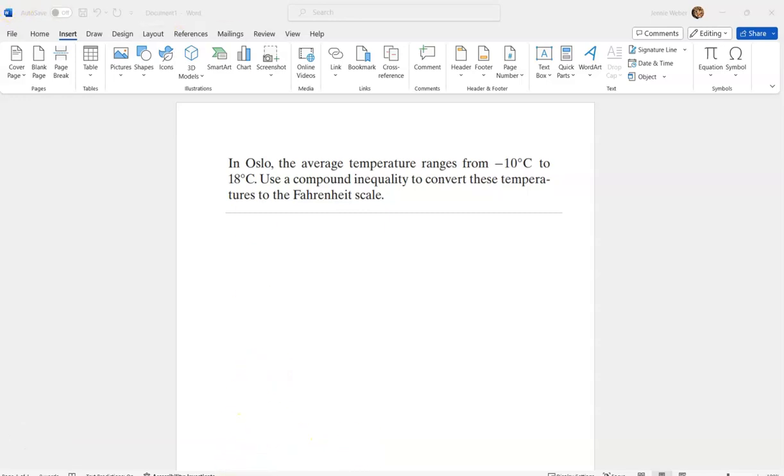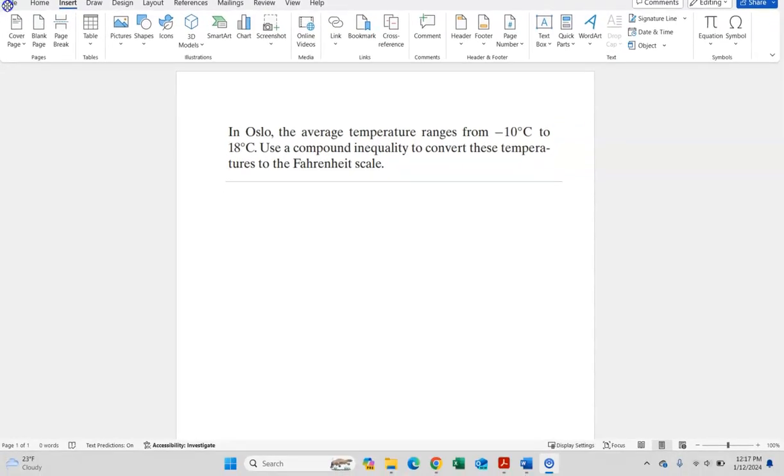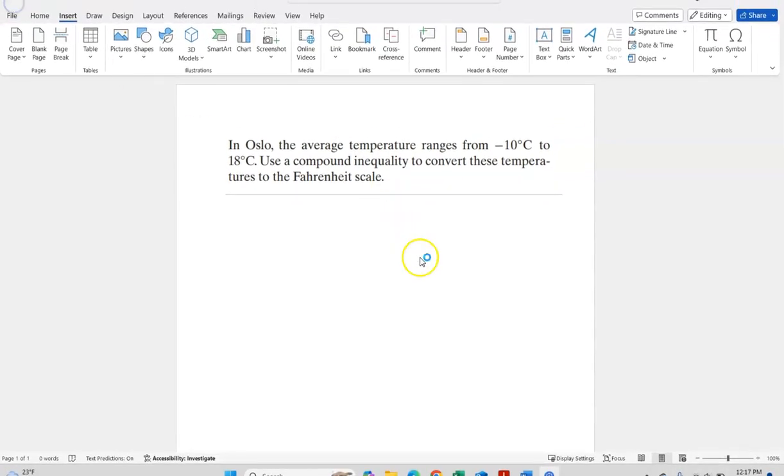Okay, just adjusting the screen a little bit here.